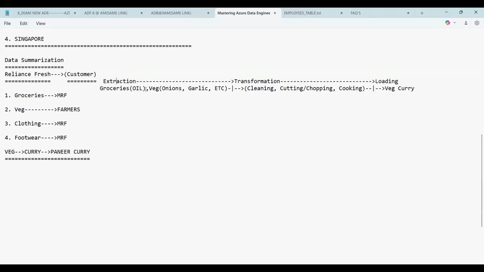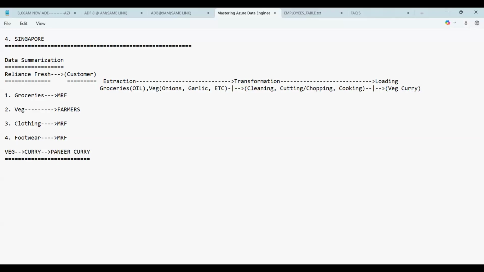Here we choose the groceries and vegetables. You have chosen them, and then you perform the transformation. Transformation means what? Some changes on that, that is cutting, chopping, washing, cooking, etc. And finally, vegetable curry is prepared. So that is nothing but the final layer. Okay, we start eating.